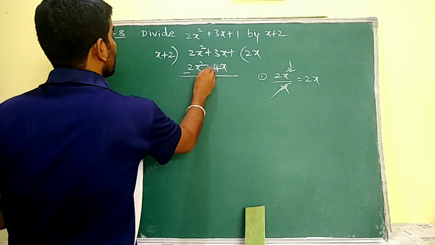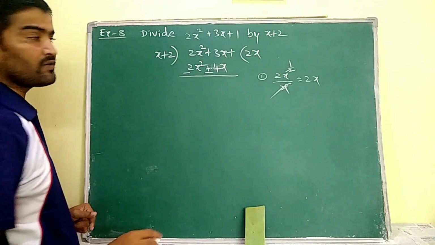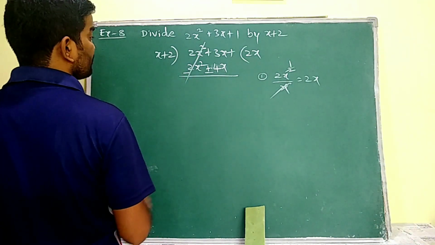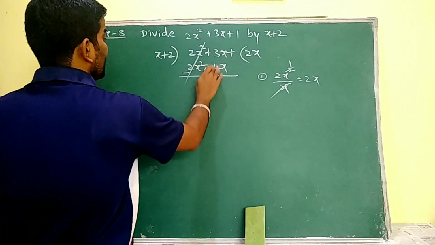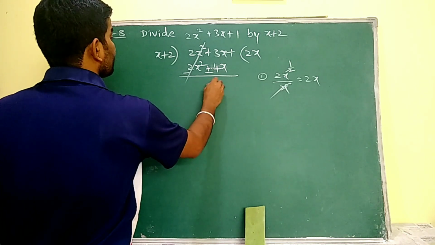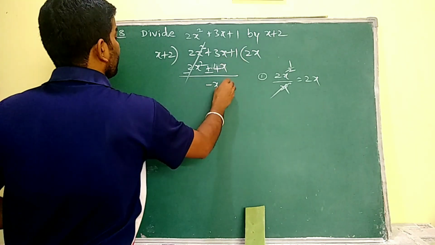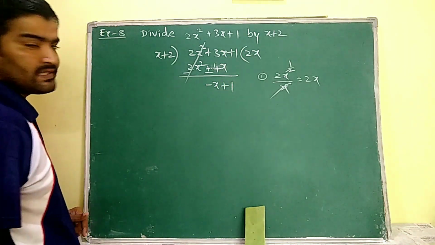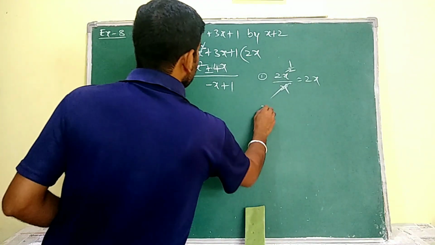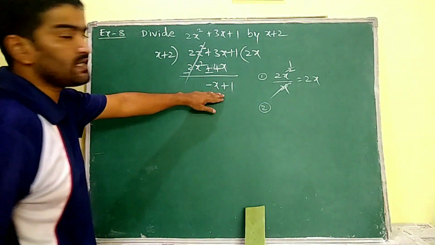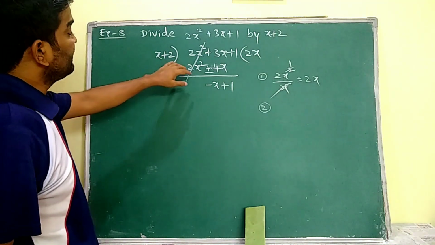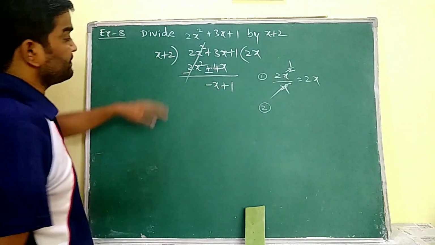So we have to subtract. While subtracting, the signs are going to be changed. These two are going to be cancelled. Then see, plus 3x and it is minus 4x. That is minus x. Plus 1. Now to obtain the second term in the quotient, now this is our dividend. We are dividing this minus x plus 1 with x plus 2.